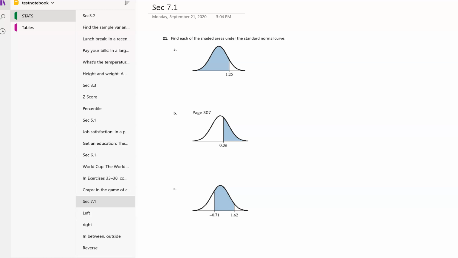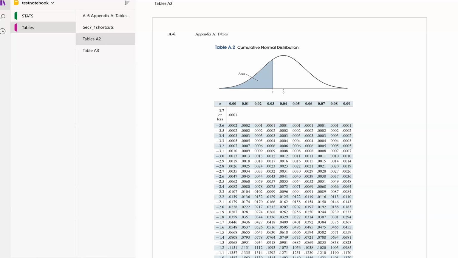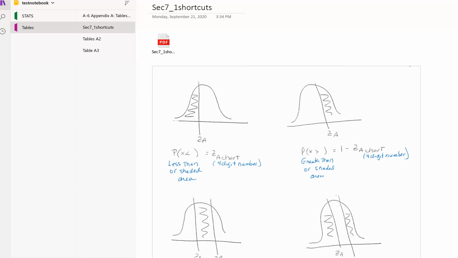Okay, section 7.1 homeworks. Find each of the shaded areas under the standard normal curve. All right, the first one. Notice that it's shaded to the left. And if we look at the tables, I have the tables here as well, and more particularly my shortcuts. This here is shaded to the left, so whatever I look up on the chart, that's my answer.